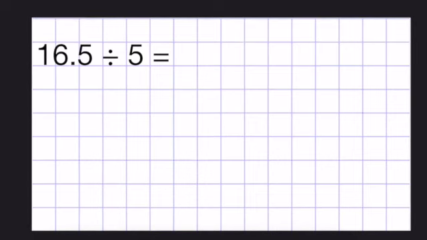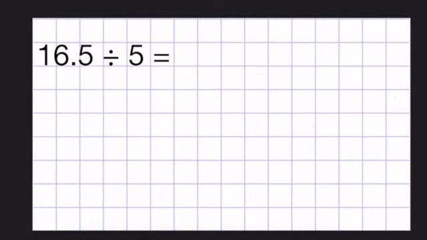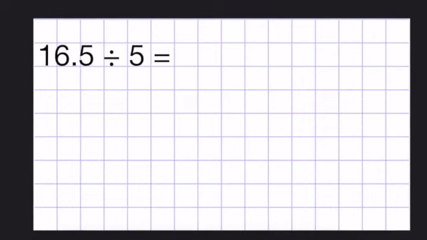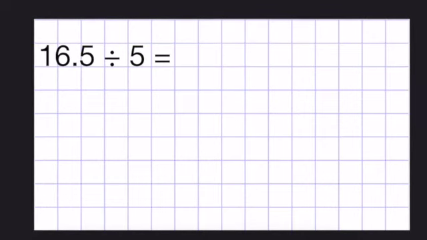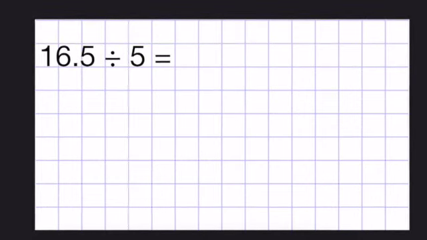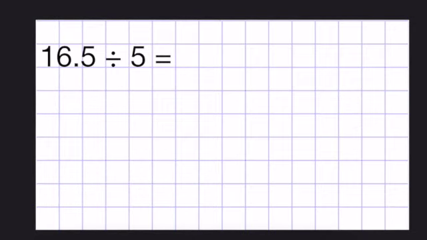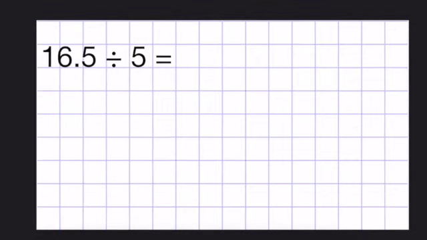This one is slightly different because we have got a 1 in the tens column and a 6 in the ones column, and then we have the decimal point. So have a go at doing that, and then unpause the video and we'll go through that together.